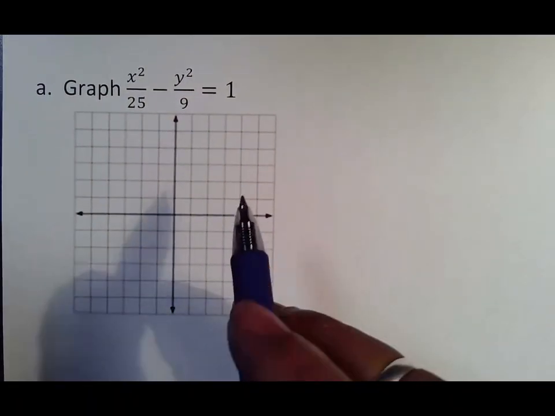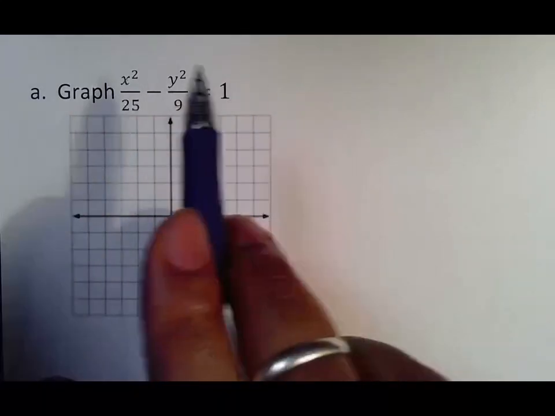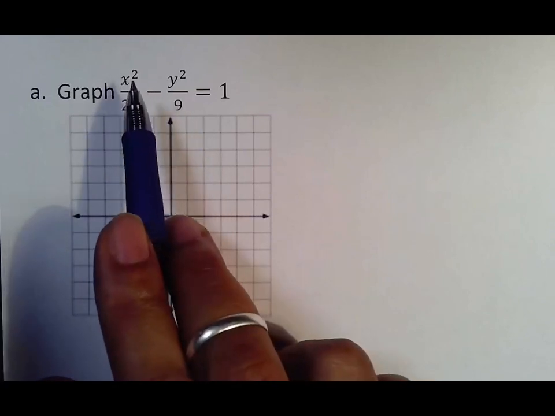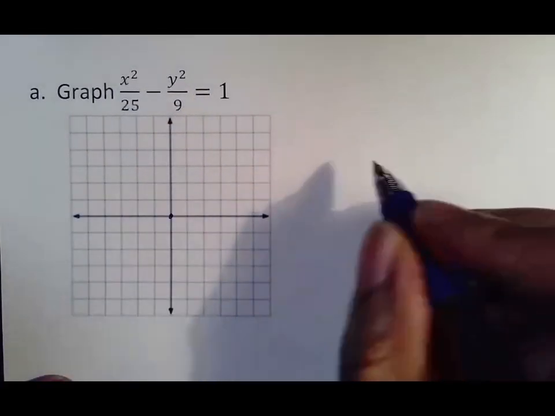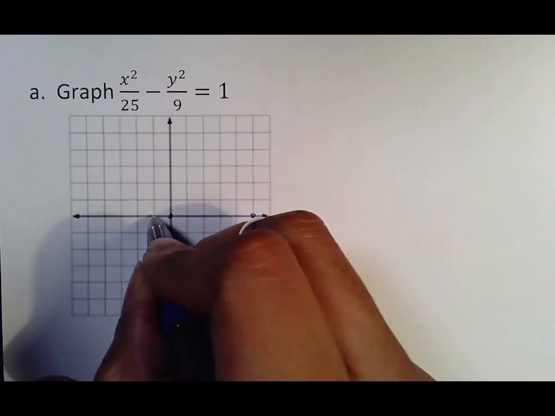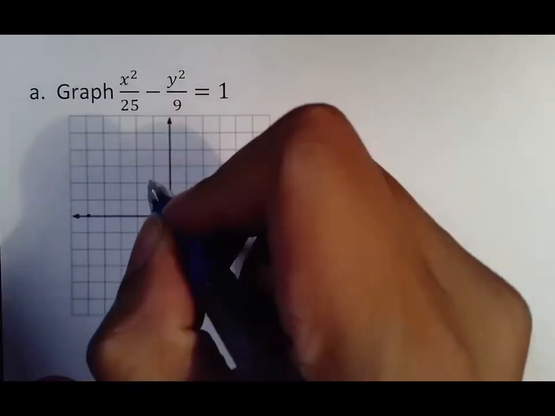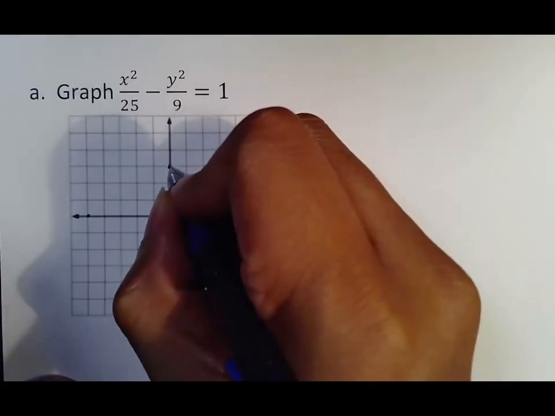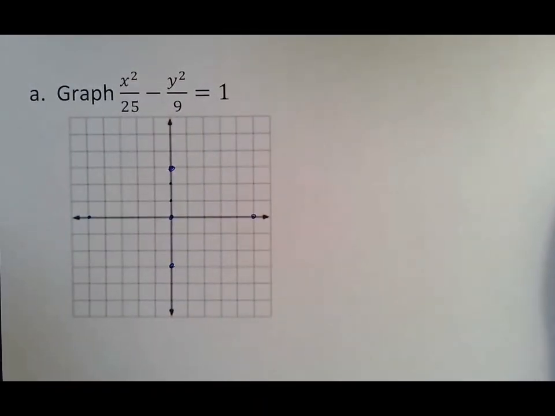Let's just imagine for a second that this is an ellipse, because let's imagine that it is actually a plus y squared. The center would be at 0, 0. The x's would go 1, 2, 3, 4, 5. The y's would go 1, 2, 3. I don't know why I put all those dots, but anyway, that would be our start.